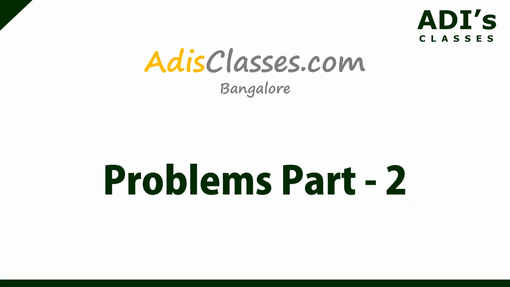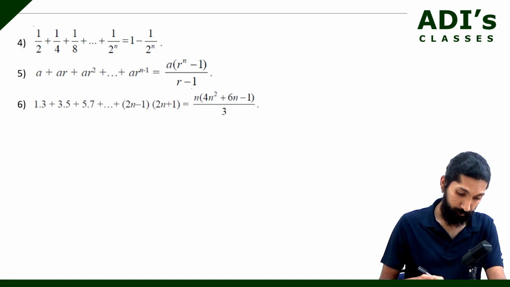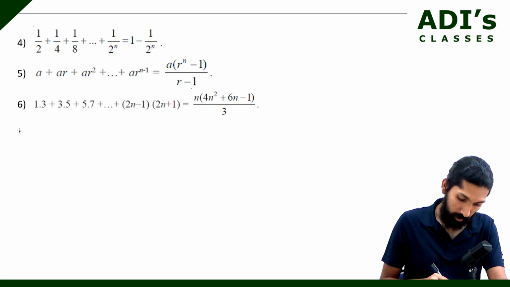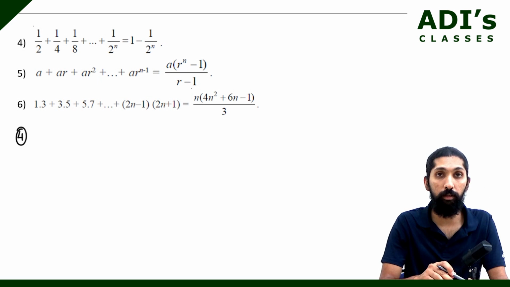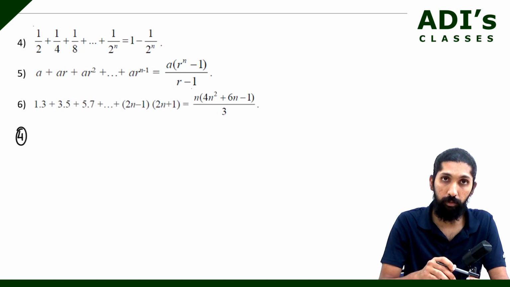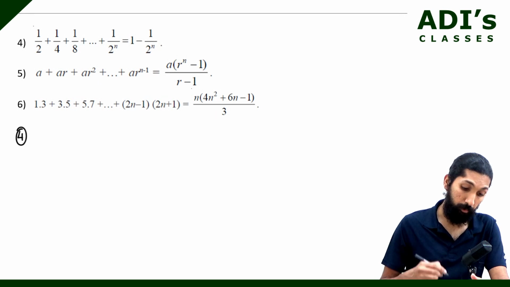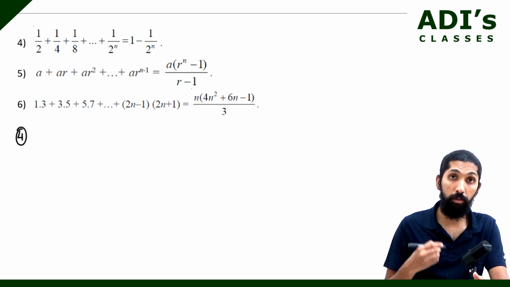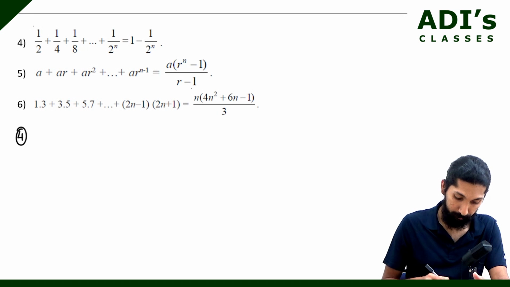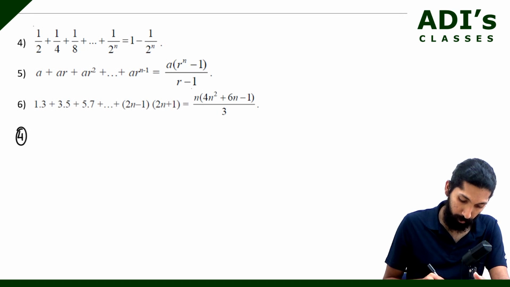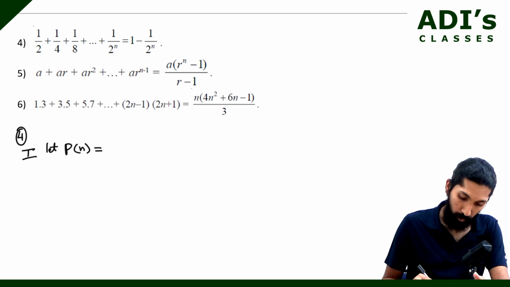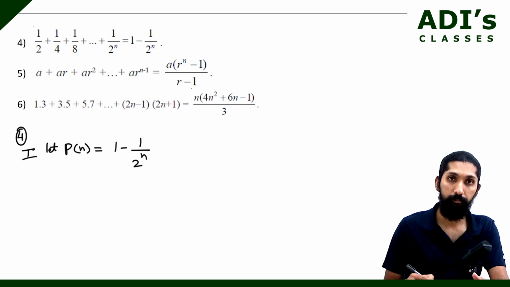So in this video, let's solve these problems now. See the fourth one, guys, it's very similar to what we have done in the previous video, the problems part. See here, 1 by 2, 1 by 4, 1 by 8 till 1 by 2 to the power of n, correct? So in the first step, what do we do? So first step, let p of n is equal to 1 minus 1 by 2 power n, correct?